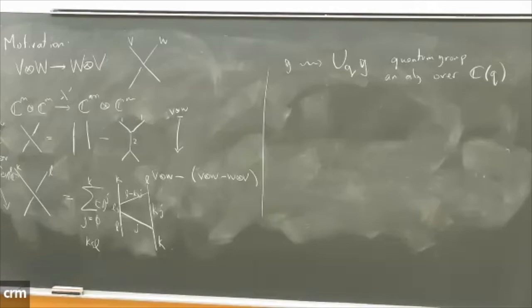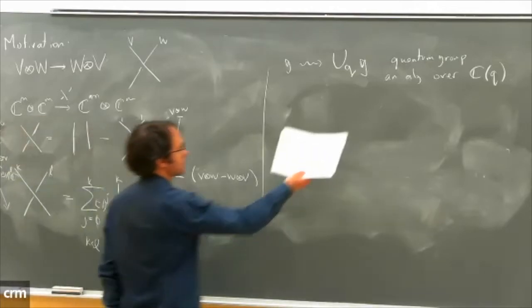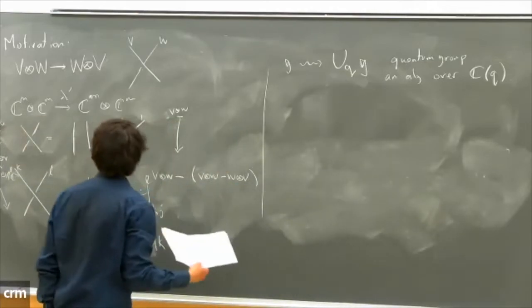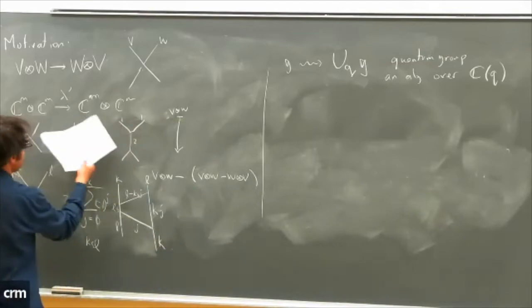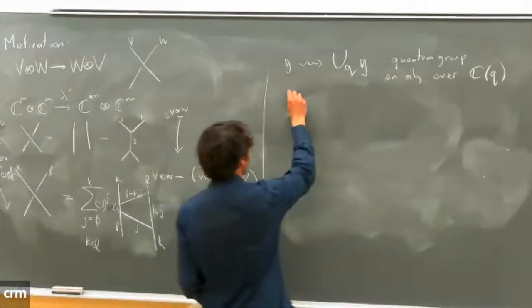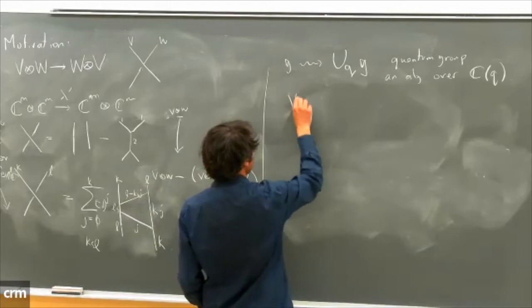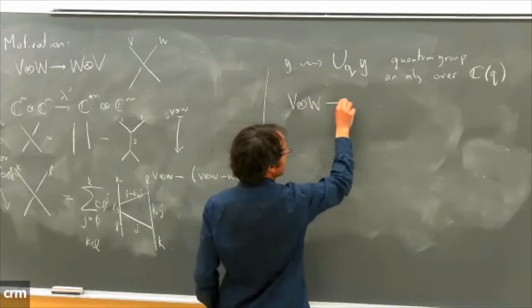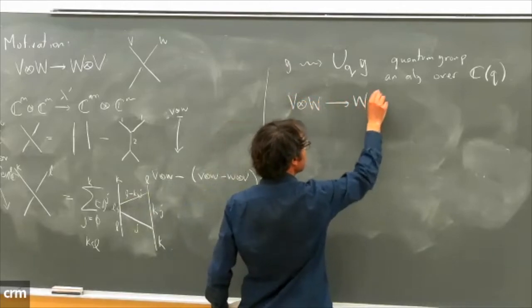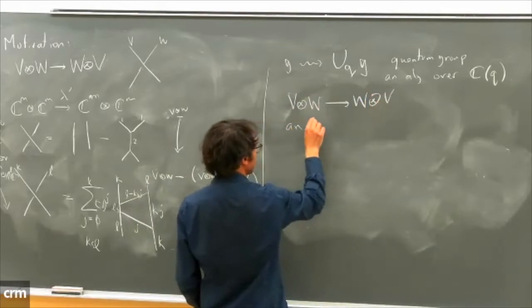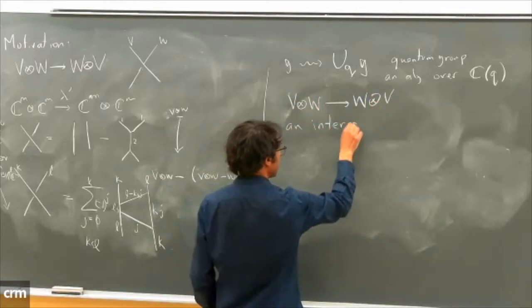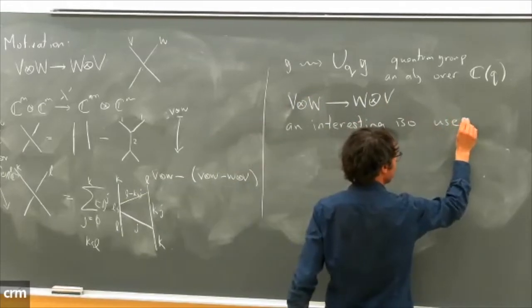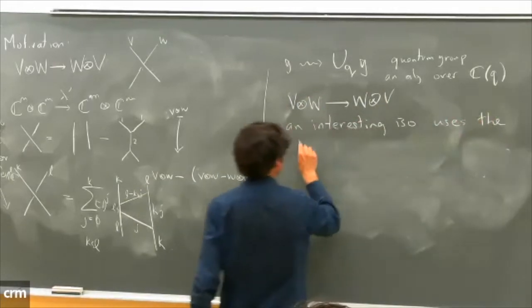The advantage of switching to this quantum group is that these crossings become much more interesting. It's no longer true that the crossing is just the flip. There's an interesting isomorphism from V tensor W to W tensor V, not just the flip of tensor factors. This is the R-matrix of the quantum group.